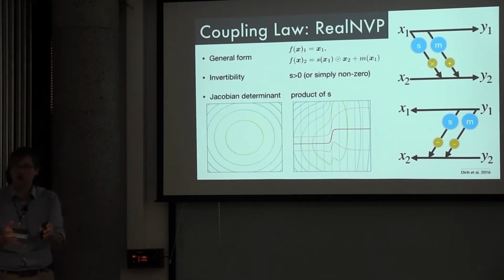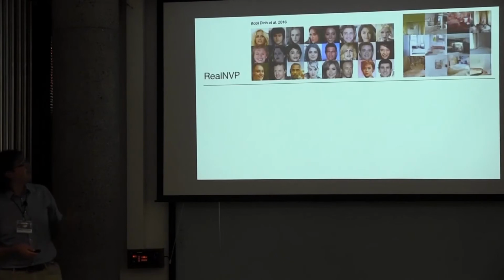The structure of the model essentially is determined there to ensure the invertibility as well as the tractability of the log determinant, the determinant of the Jacobian. Sorry. So what real NVP can do as a generative model, it can actually produce reasonable looking samples.